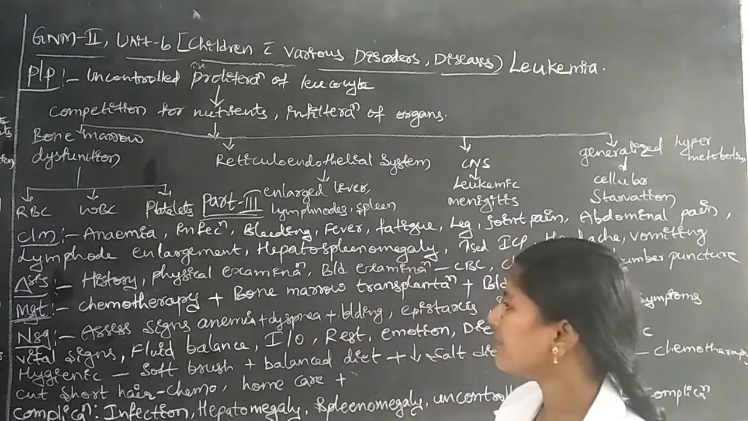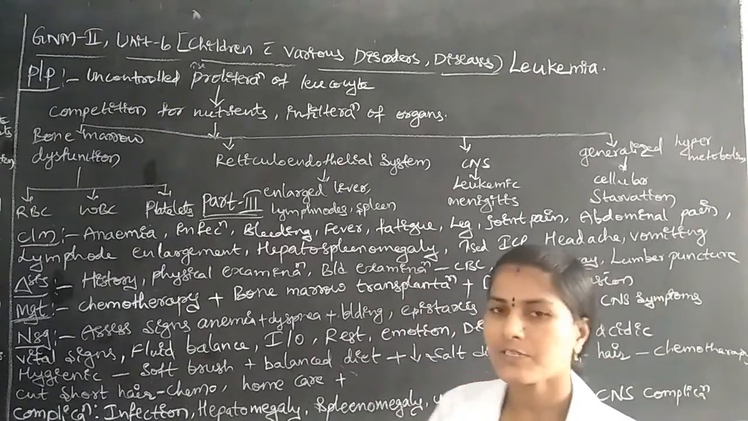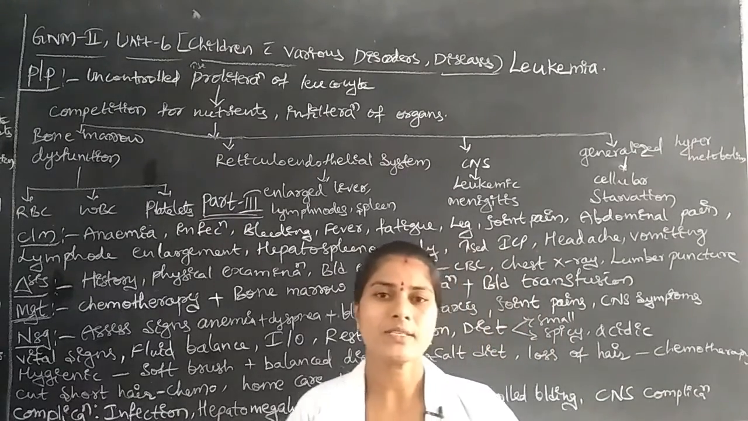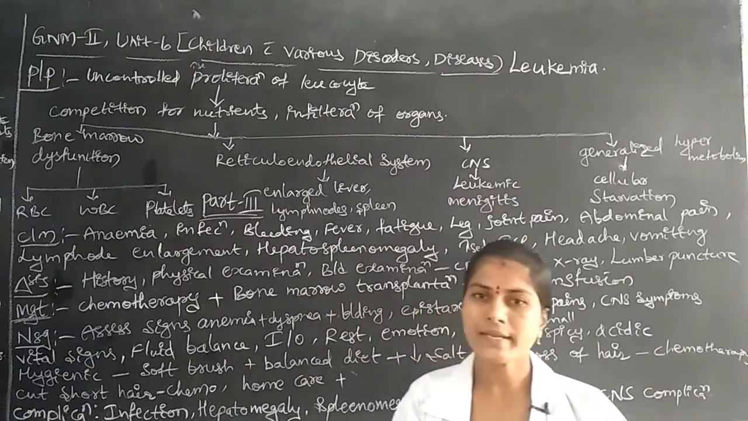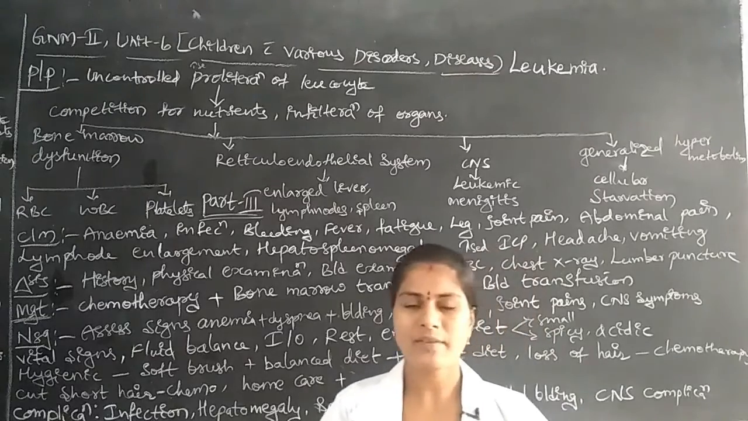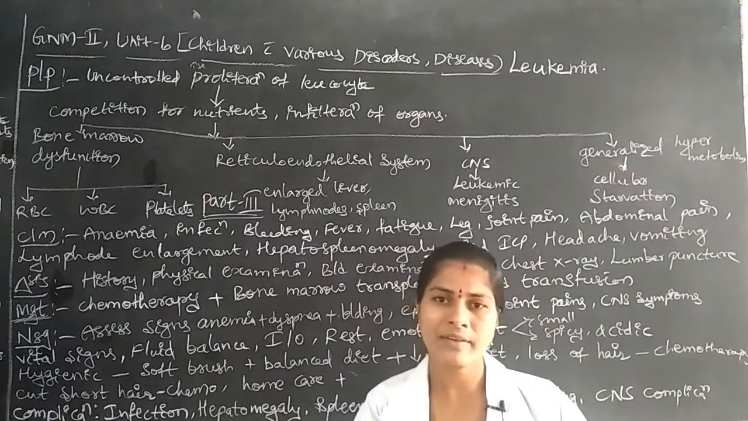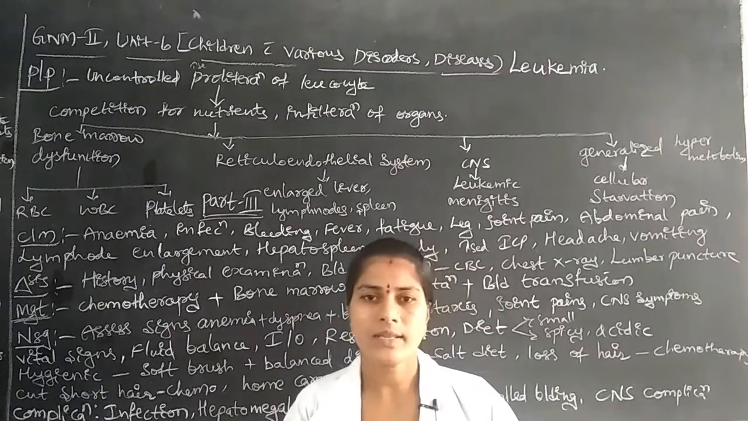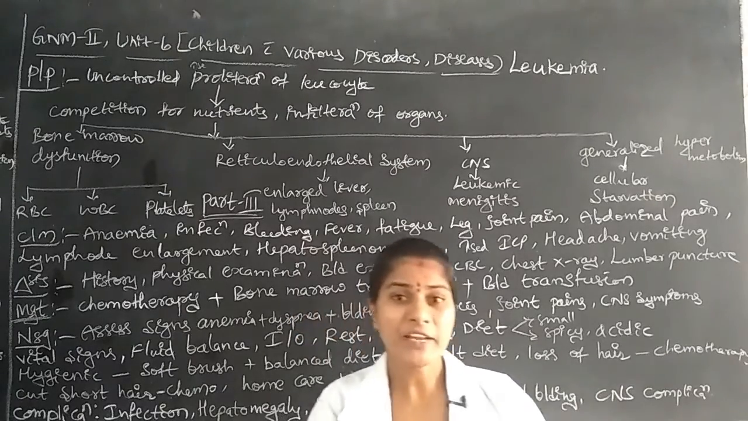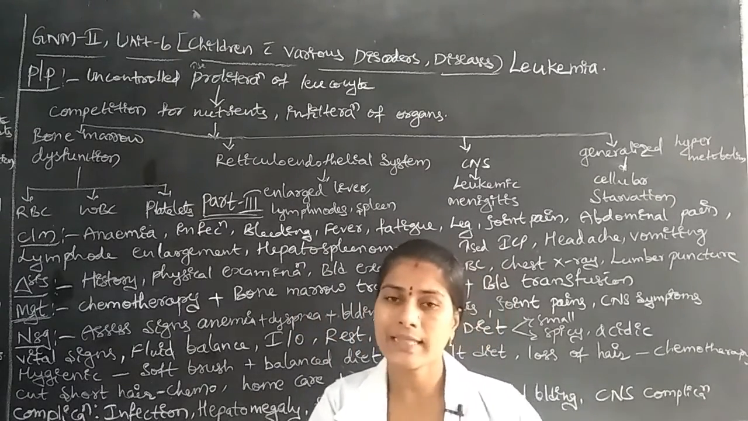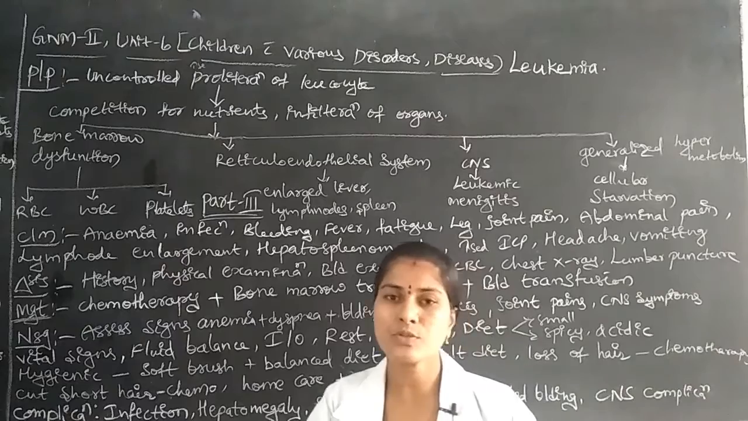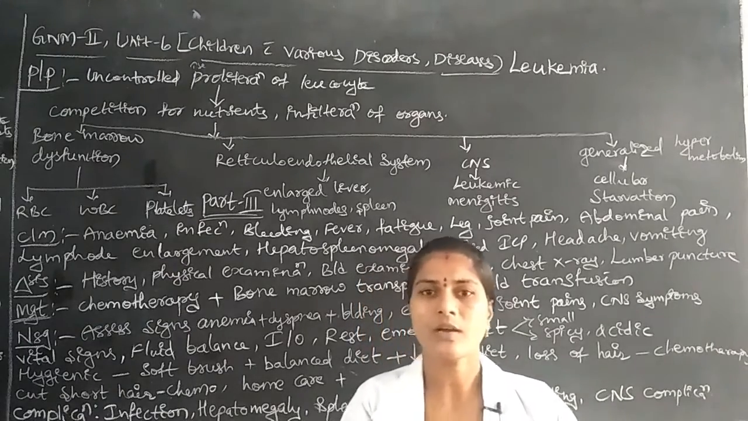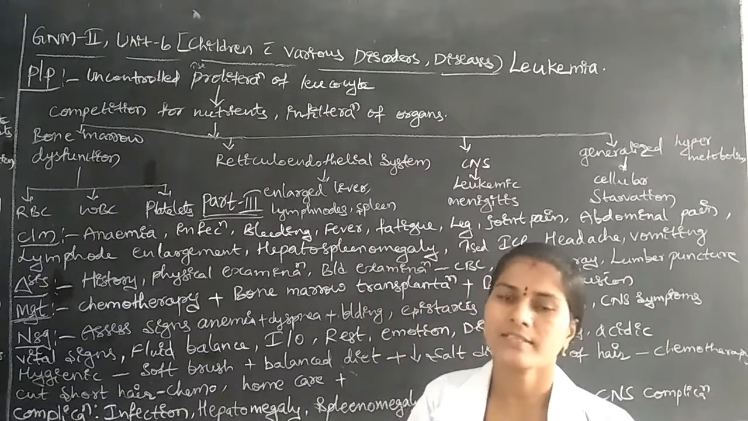Next, another one is bone marrow transplantation. Why? Because the bone marrow may have infection, excessive growth, or cancer. The infected bone marrow is removed and healthy bone marrow is transfused or transplanted to the patient, especially in children.